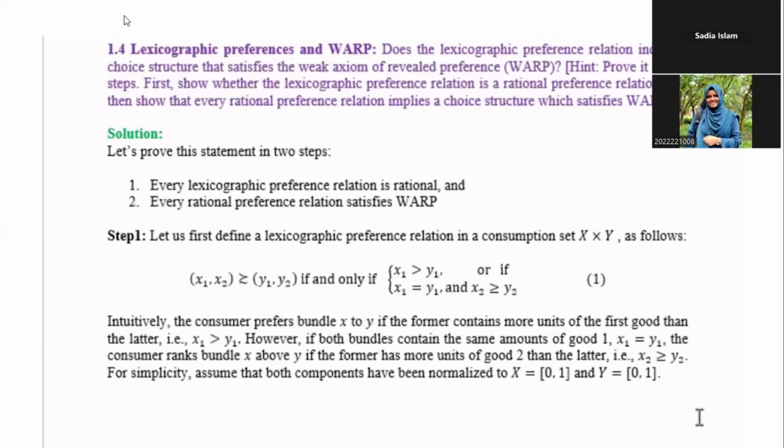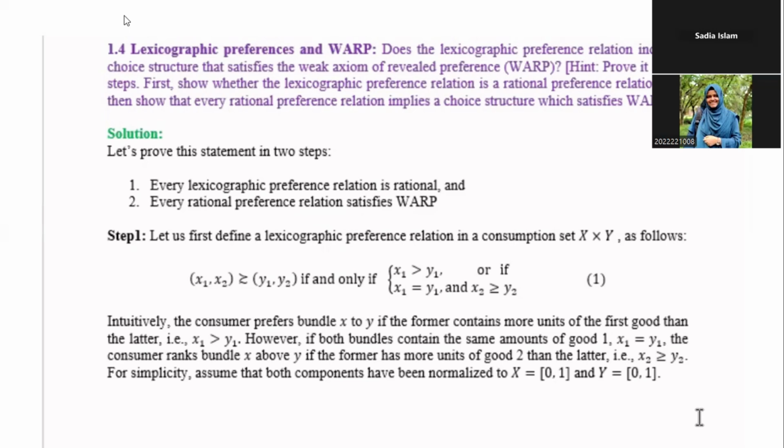Lexicographic preference is a hierarchical comparison of quantity of goods. It is a specific kind of preference order in which a consumer ranks all goods based on their priority order. And the weak axiom of revealed preference is a condition in consumer theory which is used to test the consistency of observed choice with the idea of rational behavior.